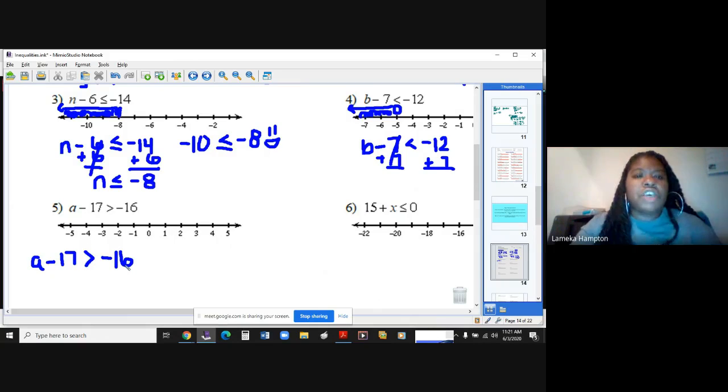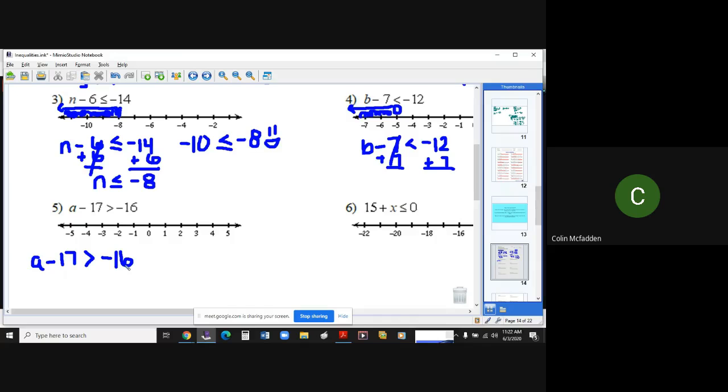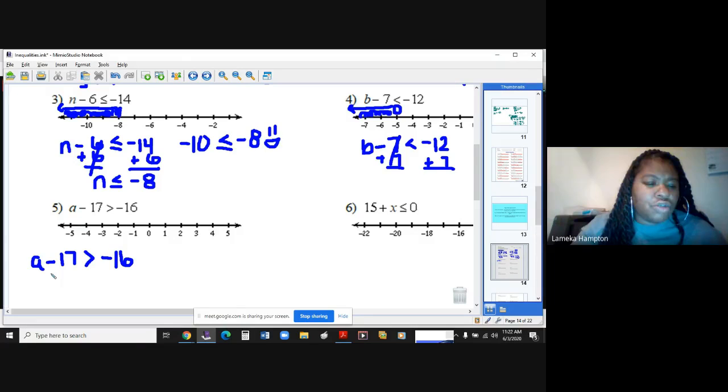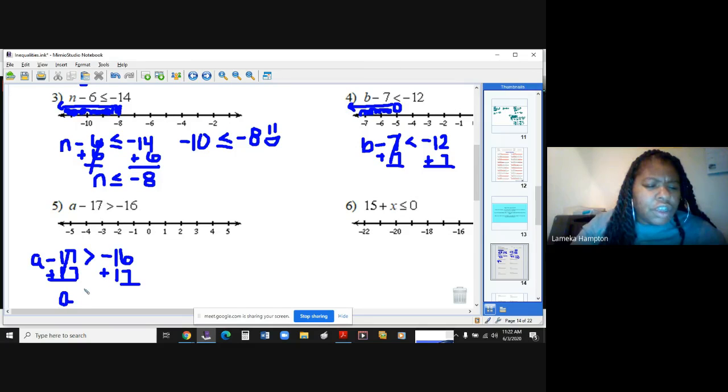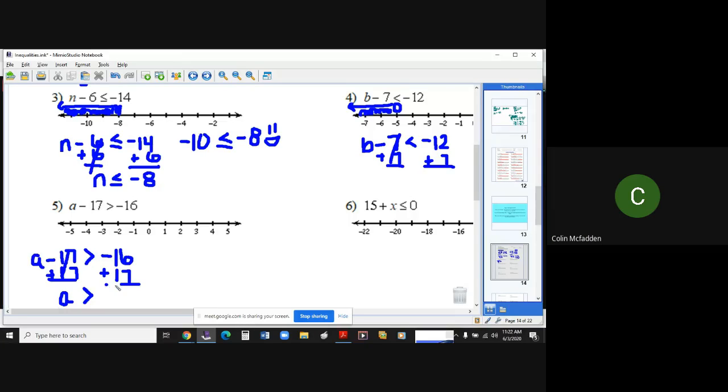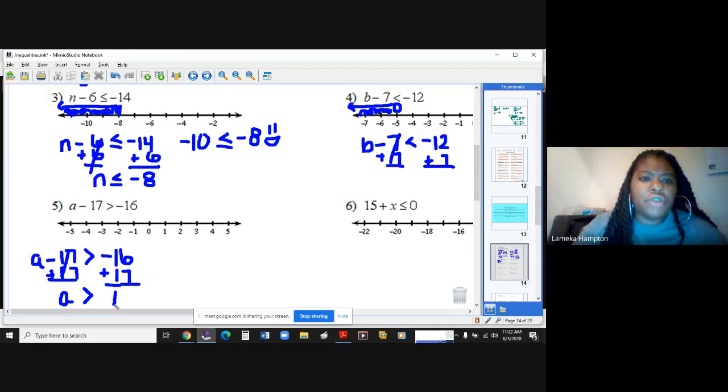All right. So tell me what I need to do. You gotta add 17 on both sides. Sure do. As the day is long. Now, when I do this, I know that that's going to cancel out. That's going to leave me with A is greater than what? 1. A is greater than 1.